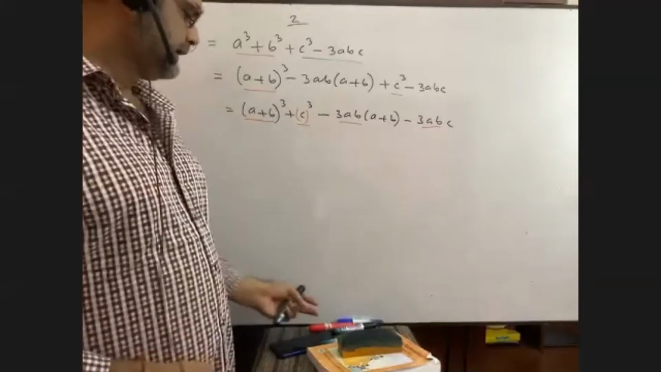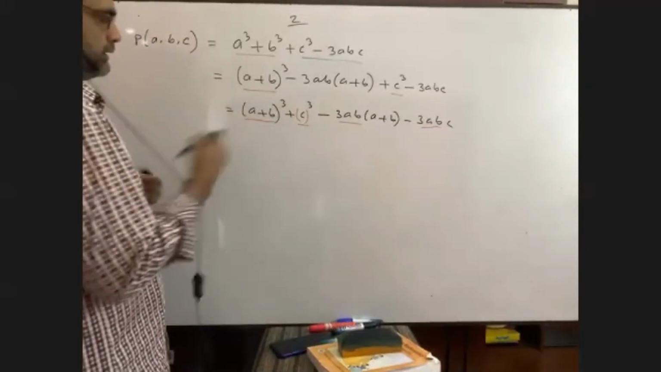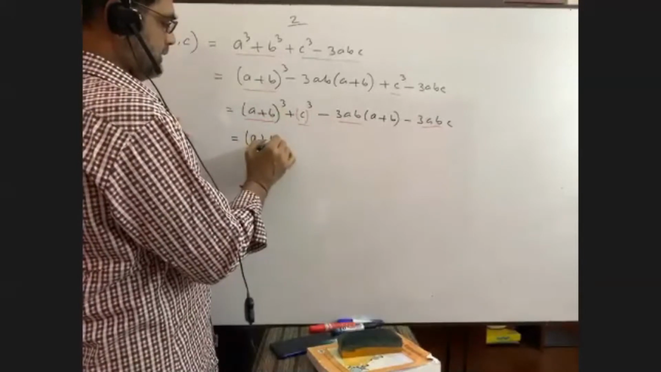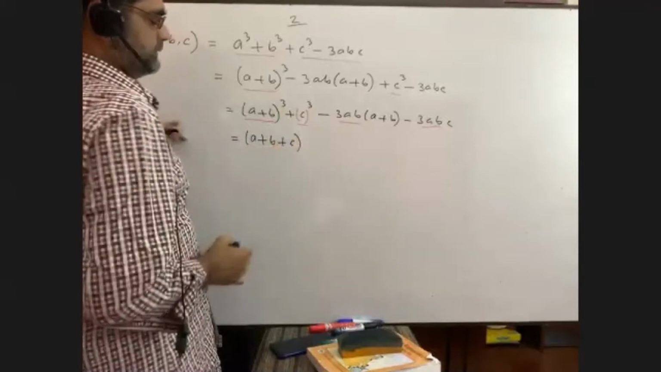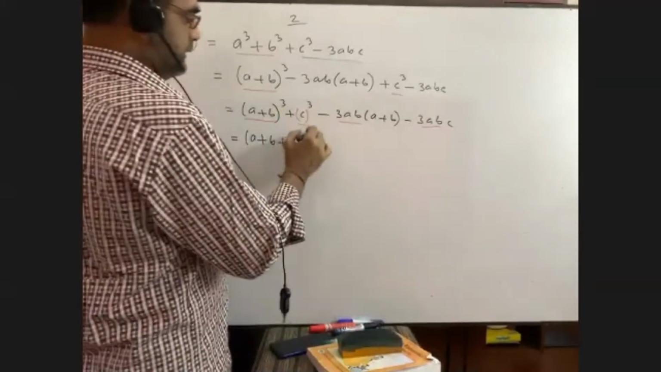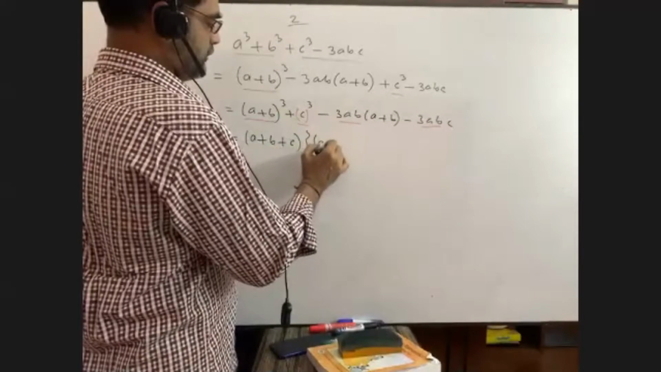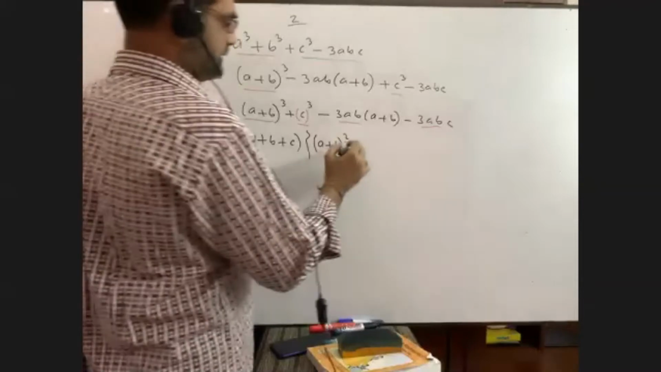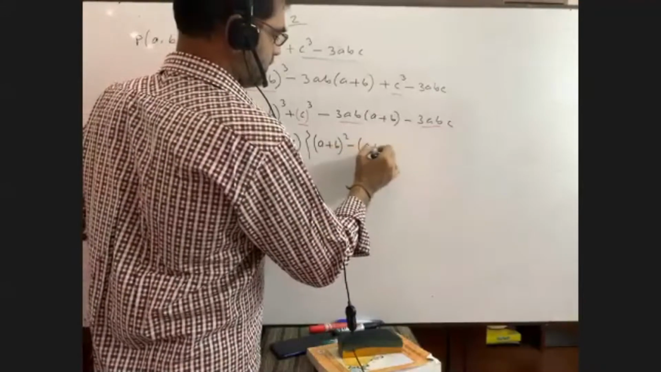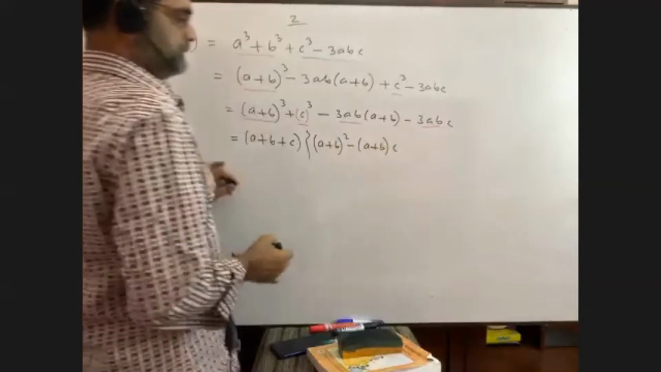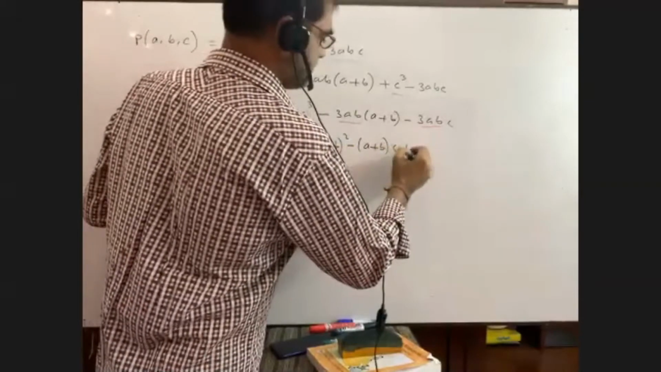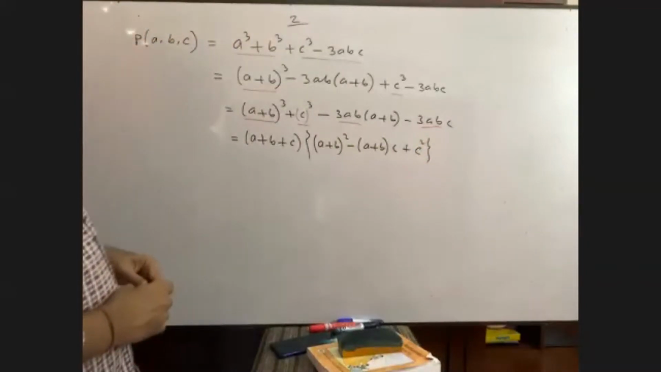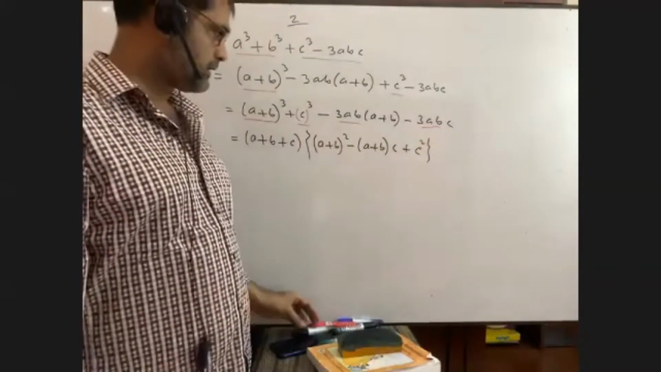Again, it is to be put into formula. A cube plus b cube, its formula is a plus b, okay, into a square minus ab plus b square, right? Yes, sir.